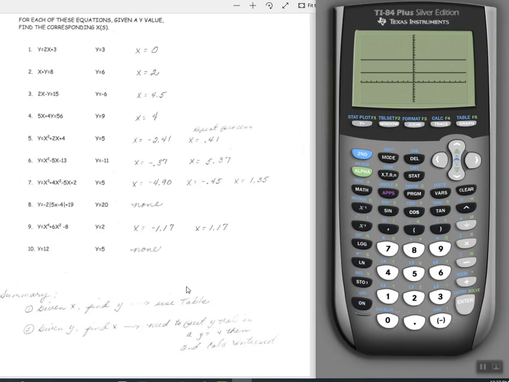So just to recap, when you're given x and you're trying to find y, you use the table. If you're given y, find x, you need to put the y value in another y slot. So in other words, put it in y2 and then do second calc intersect. So I think that should help you get those.